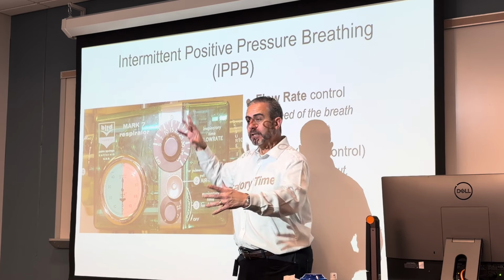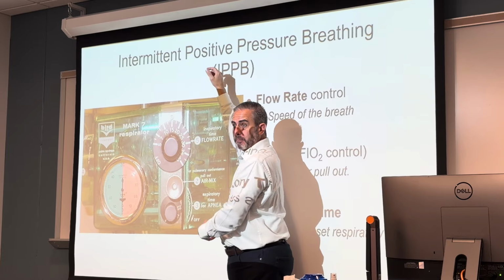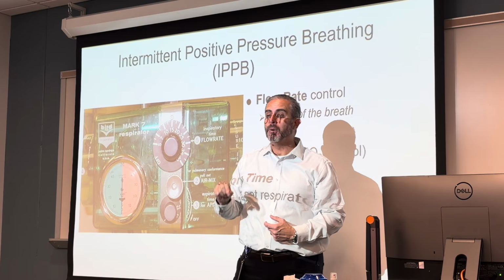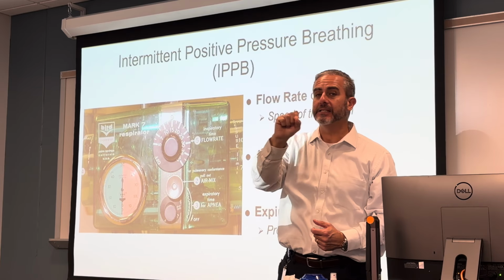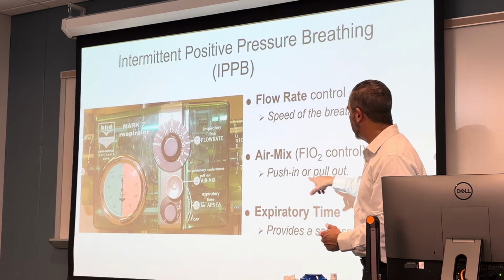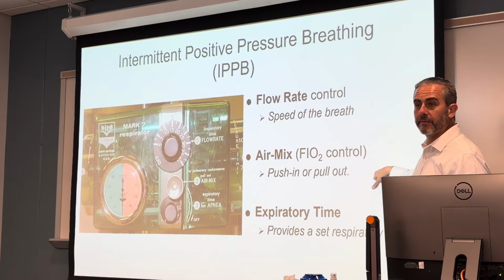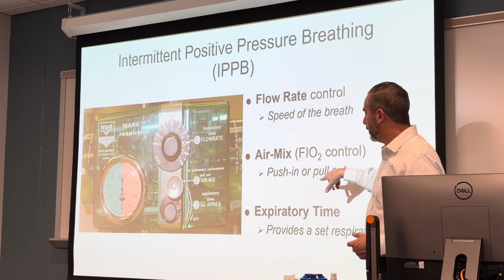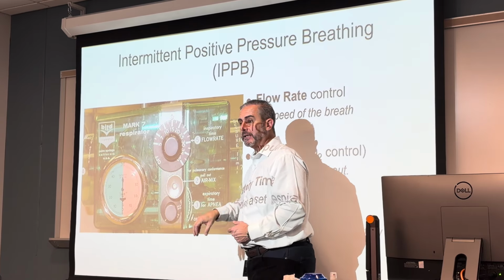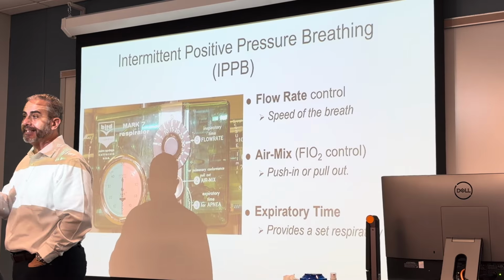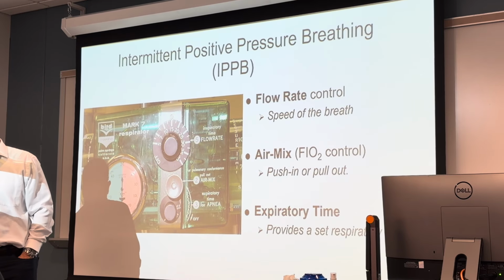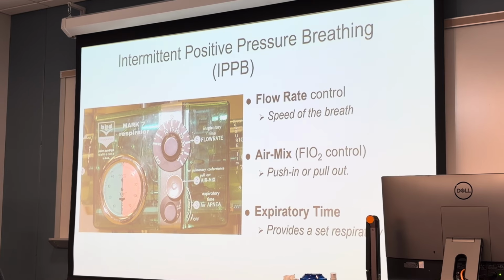It will mix room air into this machine plus the oxygen that you're plugged into, providing an FiO2 of approximately 40 to 60%. Now you may want to jot that down somewhere. The air mix control, if I pull this out for the air mix, the FiO2 provided is going to be somewhere between 40 and 60% oxygen.